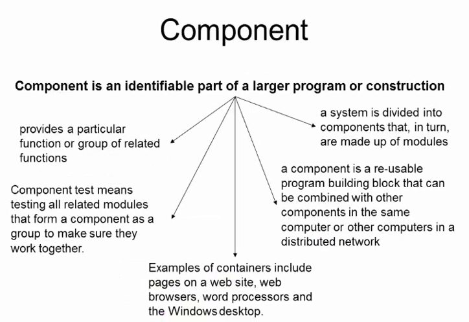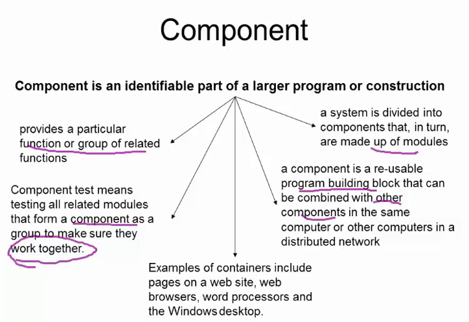Fairly simple. When we talk about components, a component is an identified chunk of a larger program or a construction. It provides a function or a group of related functions. So a component test means we test all the related modules that form it up to make sure they work nicely together. So if you see people talking about a component test, that means we're checking this piece of software and all the bits associated with it does what we expect. A system is divided into components that in turn are made up of modules. A component's a reusable program building block we can combine with other components in the same computer or others on a network.